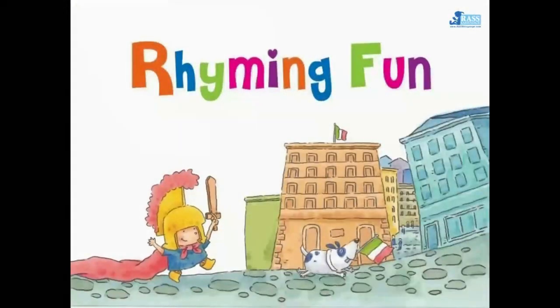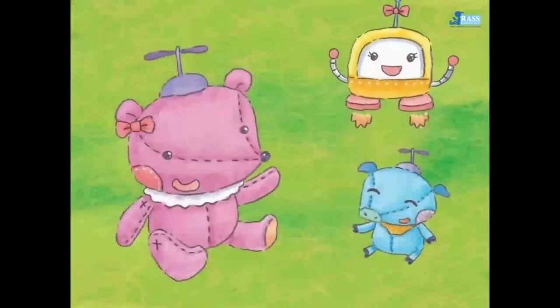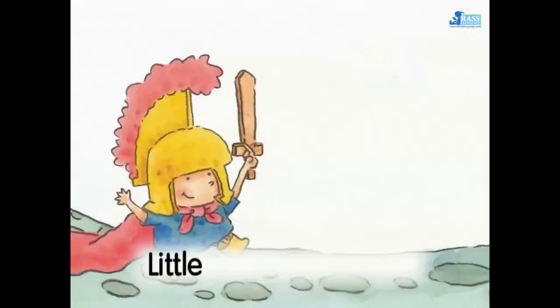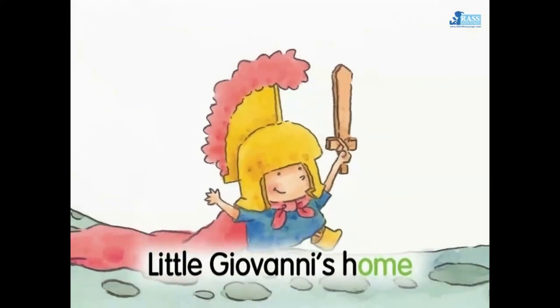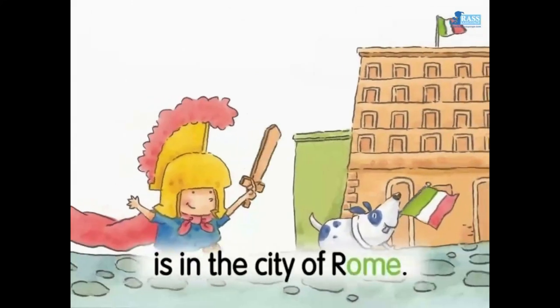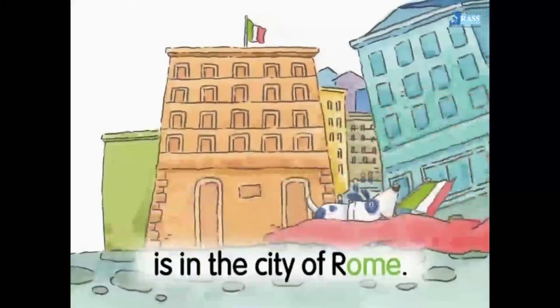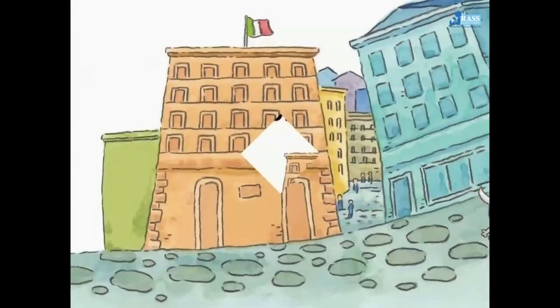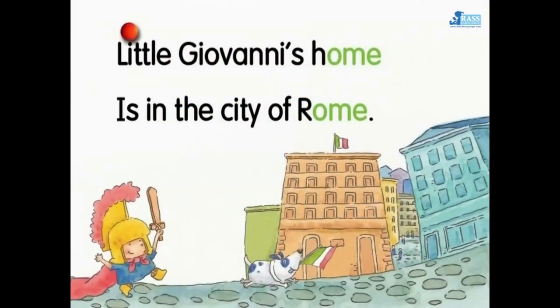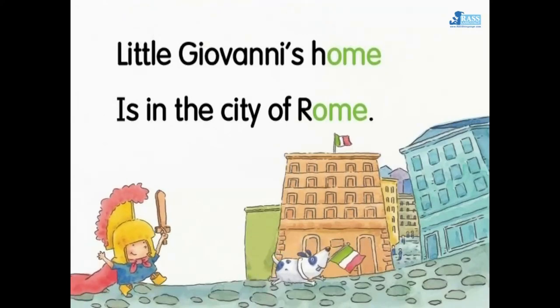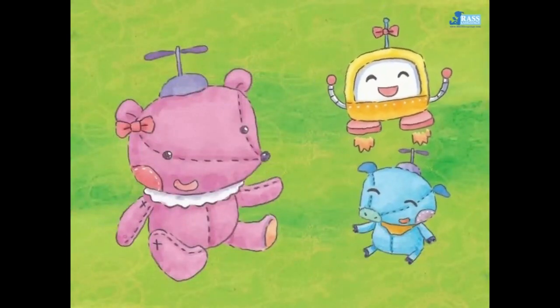Rhyming fun. It's rhyme time. Let's start. Okay. Little Giovanni's home is in the city of Rome. Pretty good. One more time. Little Giovanni's home is in the city of Rome. Wow, terrific. Thanks.